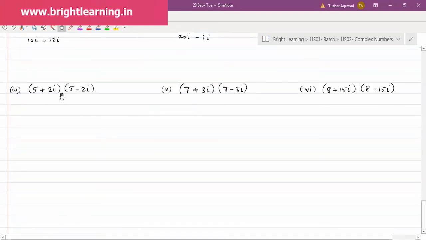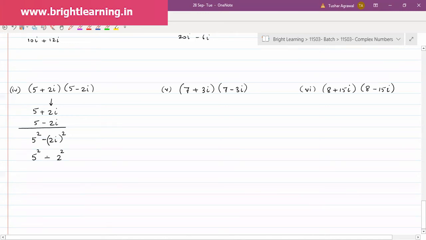5 plus 2i, 5 minus 2i. So this will be 5 plus 2i, 5 minus 2i. Can you see that this will be equal to 5 square, and this 2i and minus 2i, when I multiply this way, it will be minus 2i whole square. And this cross multiplication, 5 into negative 2i, 5 into positive 2i, that will definitely get cancelled. So my final answer is 5 square minus 2 square and i square.